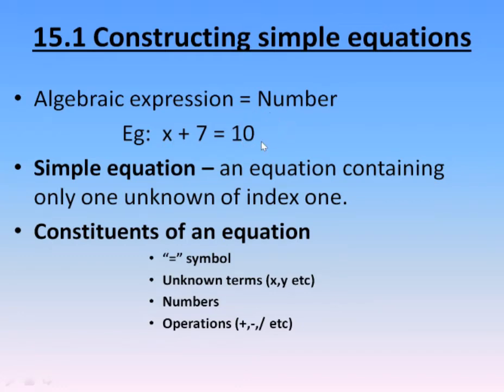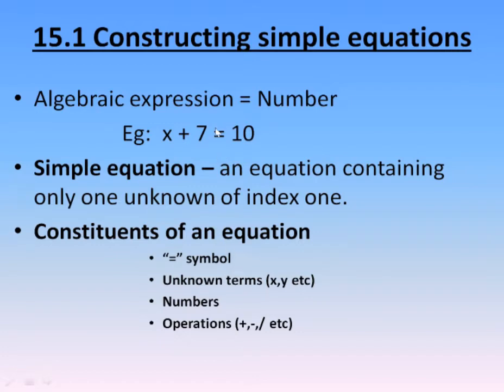A simple equation is an equation containing only one unknown of index 1. This is a simple equation because here we have only one unknown term. There can be equations with more than one unknown term. As you are still in grade 7, we are going to do only simple equations. Let's see the constituents of an equation.